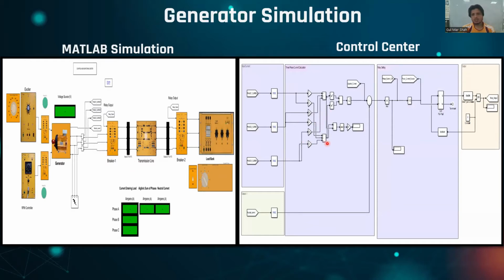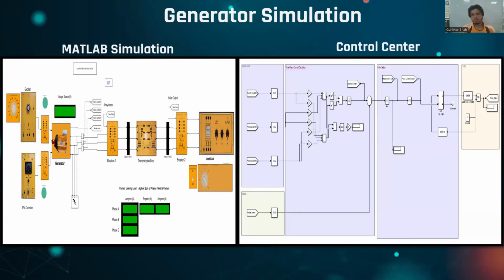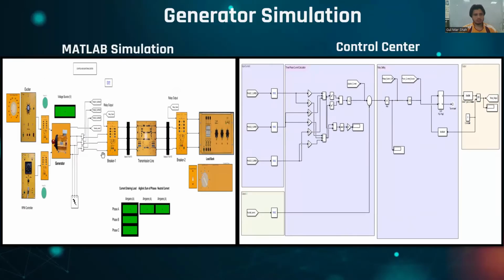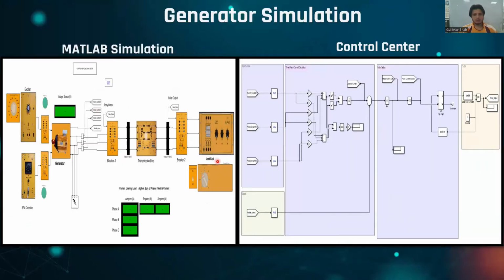And this is the control center where we made a different type of logic. And this is the same generator simulation where we have simulated the generators, and we have the PM controller, exciter and circuit breakers, where we see the differences of the current here. And this is the load which draws current from this. And this is the control center for the generator, and this is the logic which we have made.